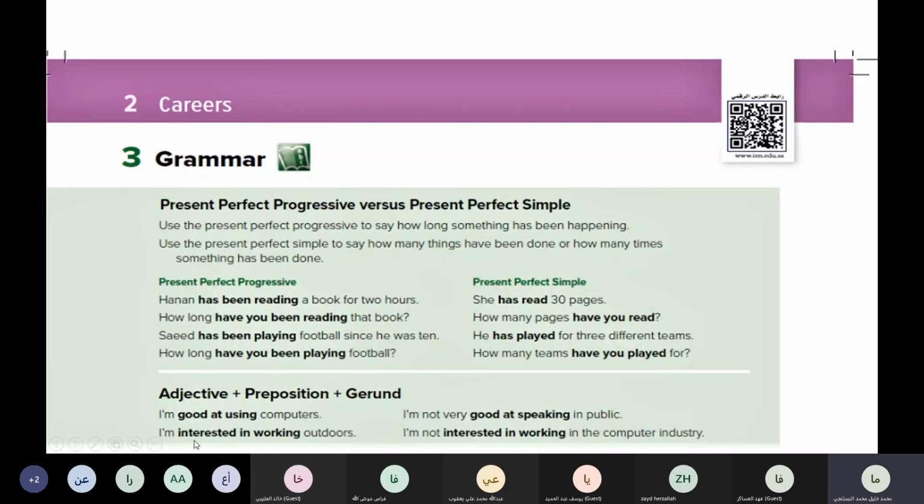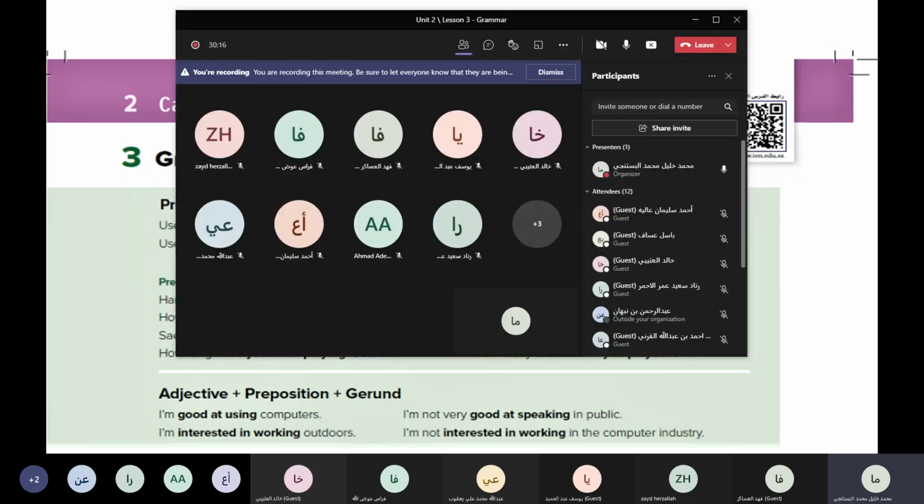Okay, who can read the first example? Yes, what's your name? Go ahead. I'm good at computers. I'm good at using computers. We cannot say, well, I'm good at use. Here we have what? A preposition, so it must be followed by ing form. I'm good at gerund. Gerund is the ing form, preceded by a preposition.